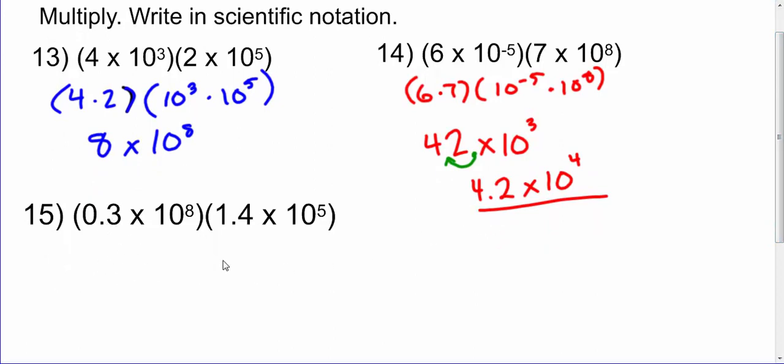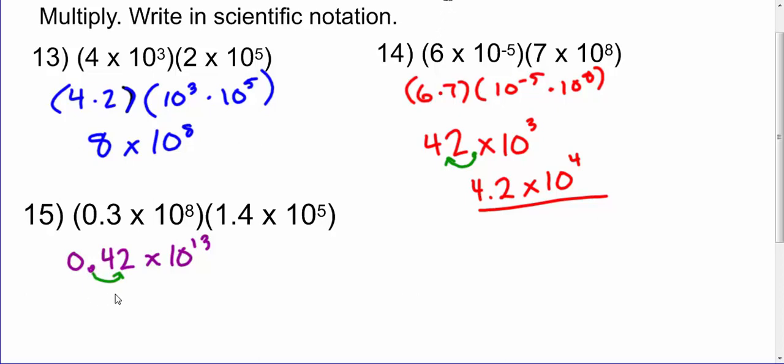All right, and then our last problem, we're going to treat this the same way as all the others. The a values out in front, 0.3 and 1.4, that would be 0.42, and then 10 to the 8th times 10 to the 5th would be 10 to the 8 plus 5, or 10 to the 13th. That is lovely scientific notation, except one problem. The a value is again not between 1 and 10. It's less than 1, so we're going to fix it. I'm going to move that decimal one place to the right.